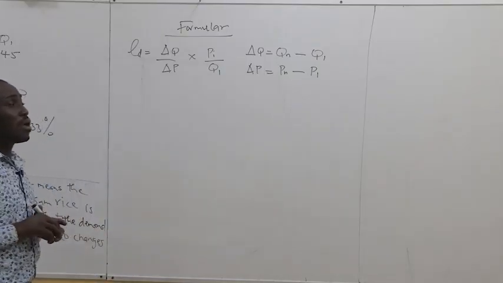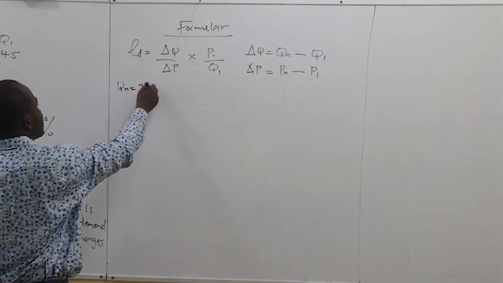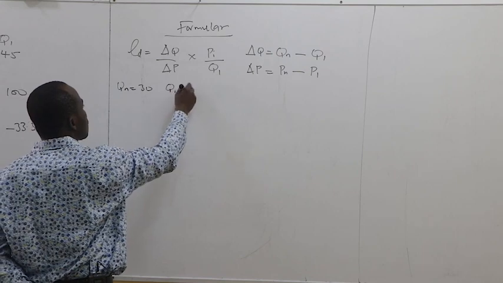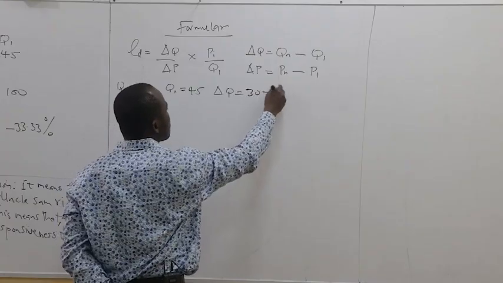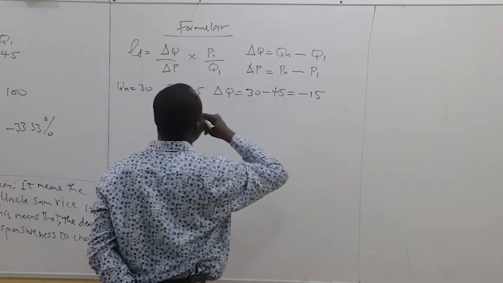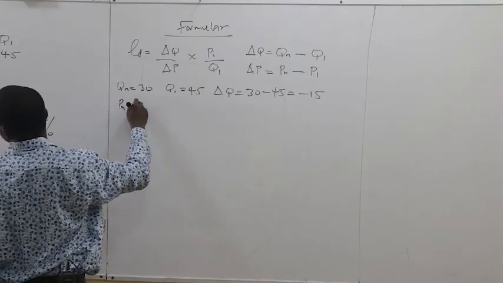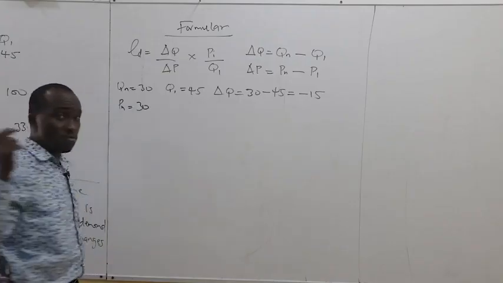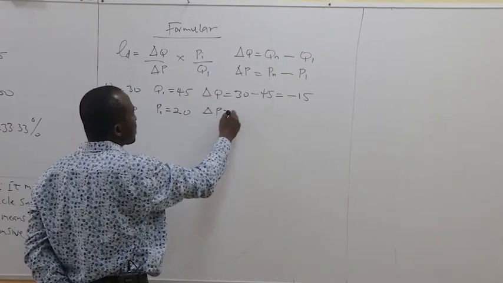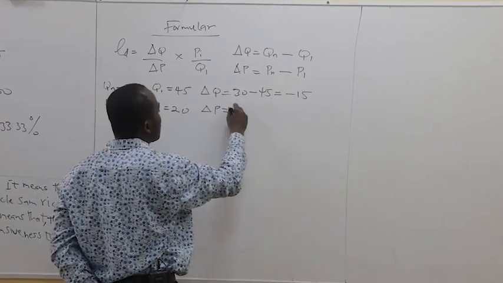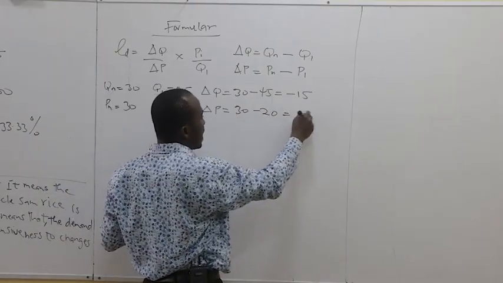What's the change in quantity? The new quantity is 30. The initial quantity is 45. The change is 30 minus 45, which gives you negative 15. What about the new price? The new price is 30, from the same question. The initial price was 20. What's the change in price? It is the new minus the initial, that gives you 10.